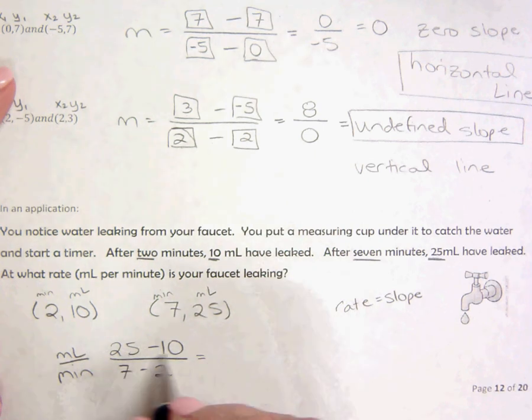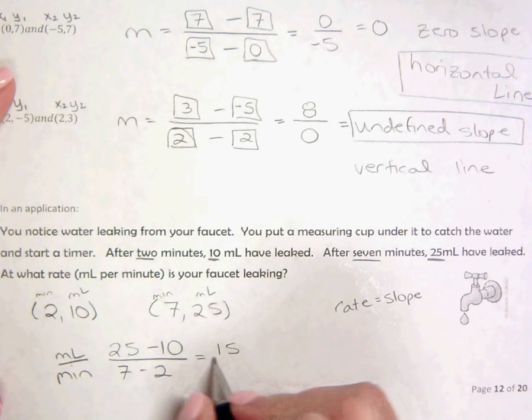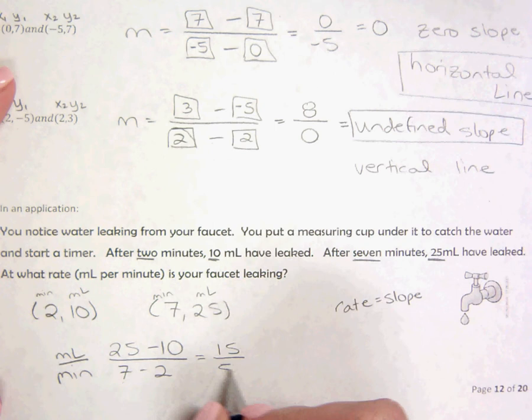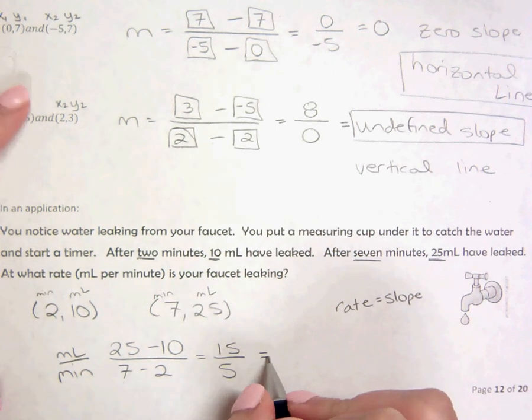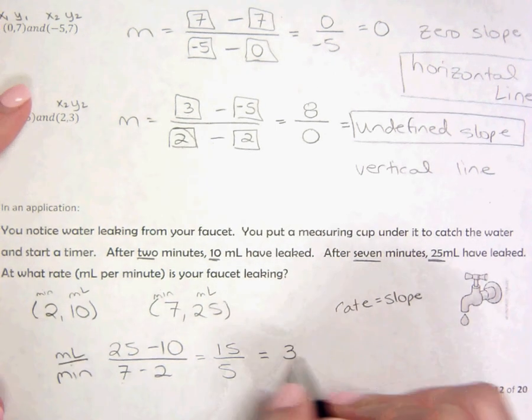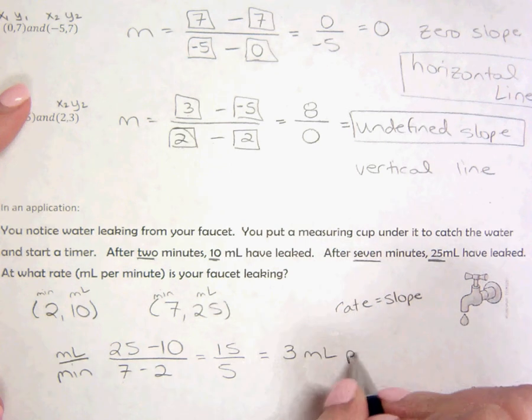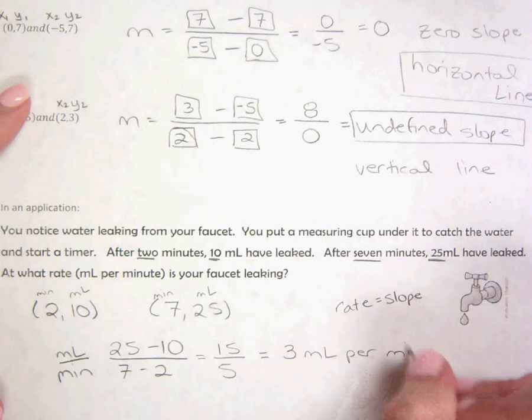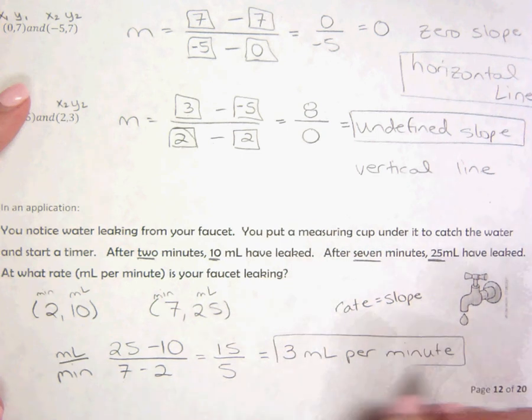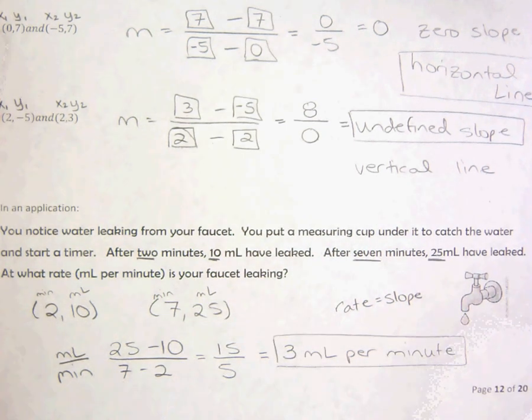So 25 minus 10 is 15. 7 minus 2 is 5. And this reduces. 15 over 5 is 3 milliliters per minute. So that is the rate that it's leaking, 3 milliliters per minute. And that is it for slope.